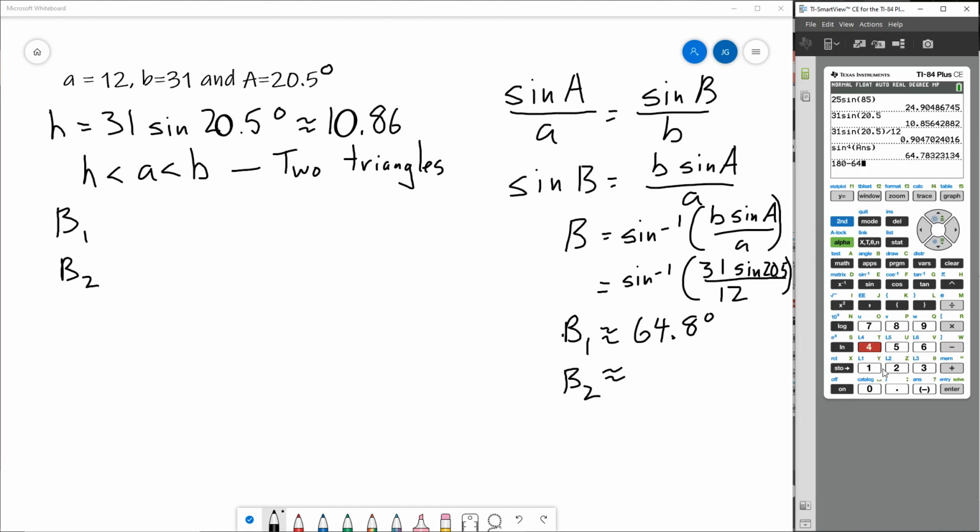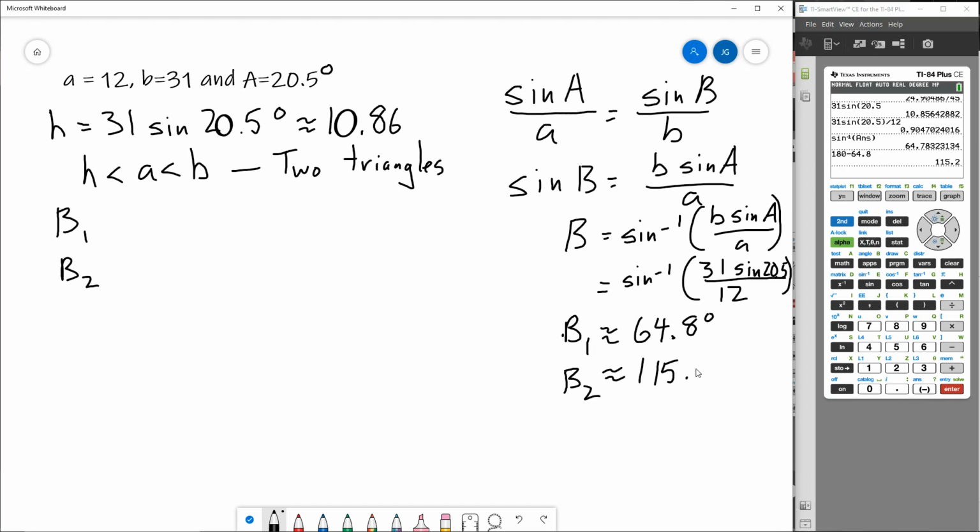180 minus 64.8, 115.2 is going to be our other B angle. This will be our obtuse version of the B angle. Now from B1 and B2, we're just going to add up B1 with A, subtract that from 180 to get what our C angle would be in the first case, and then do the same thing with B2 to get what C would be in the second case.